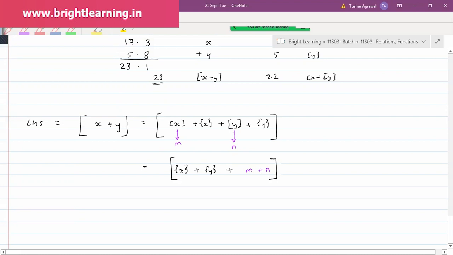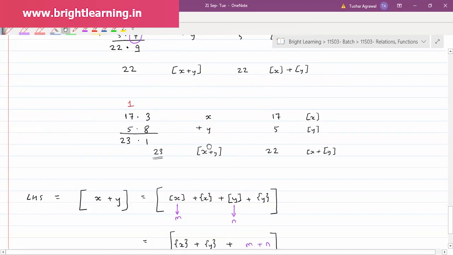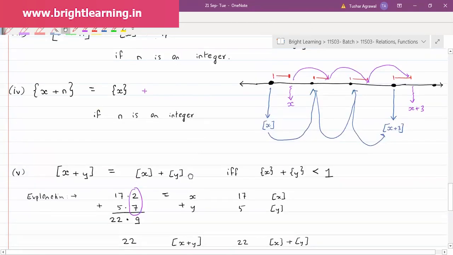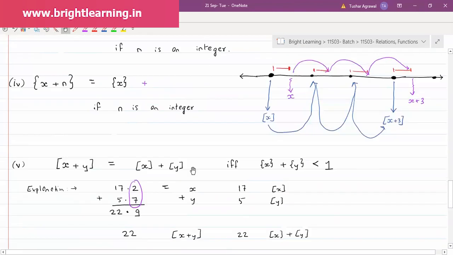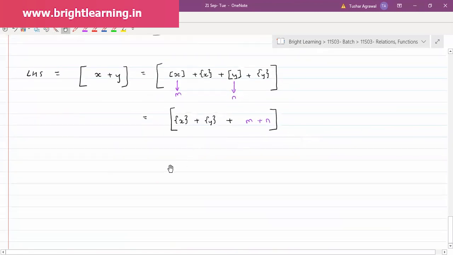So can I take the integers out of the step, by the previous property? The integer is inside, we can bring it out. I will just bring that integer outside, which is my m and n. And what will remain inside is the fractional part of x plus the fractional part of y, its step function.